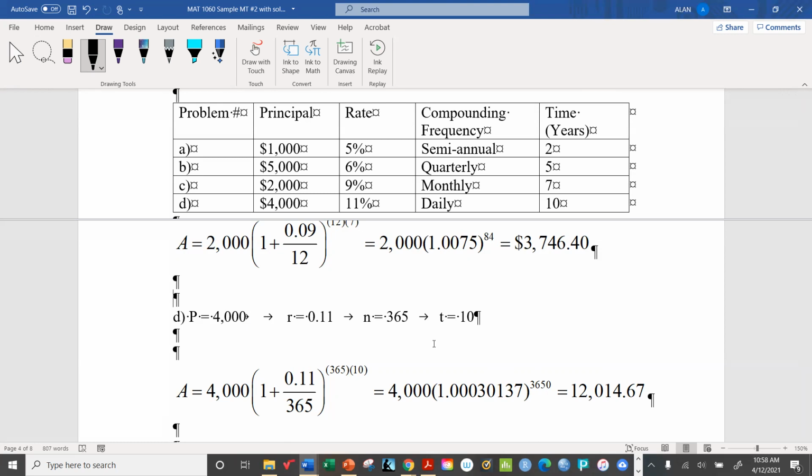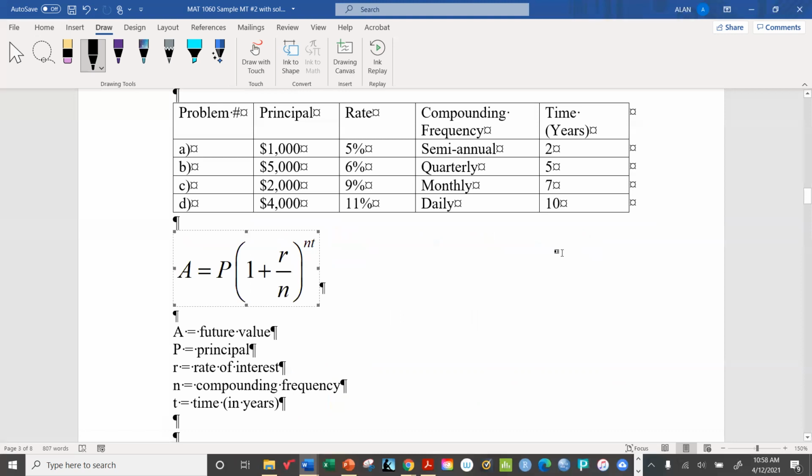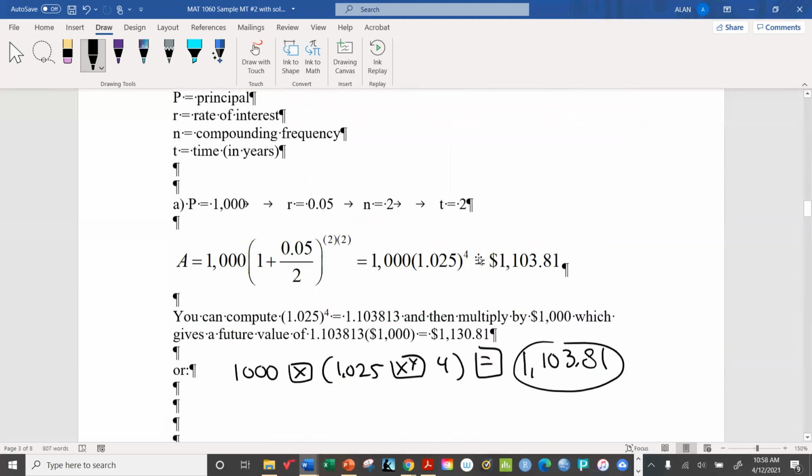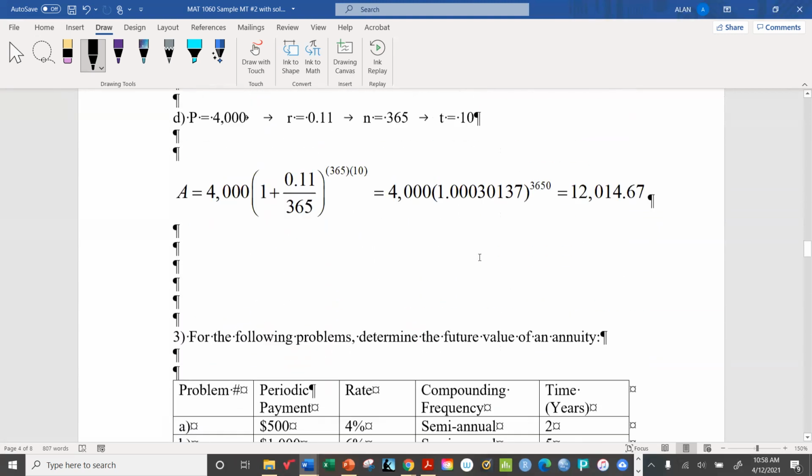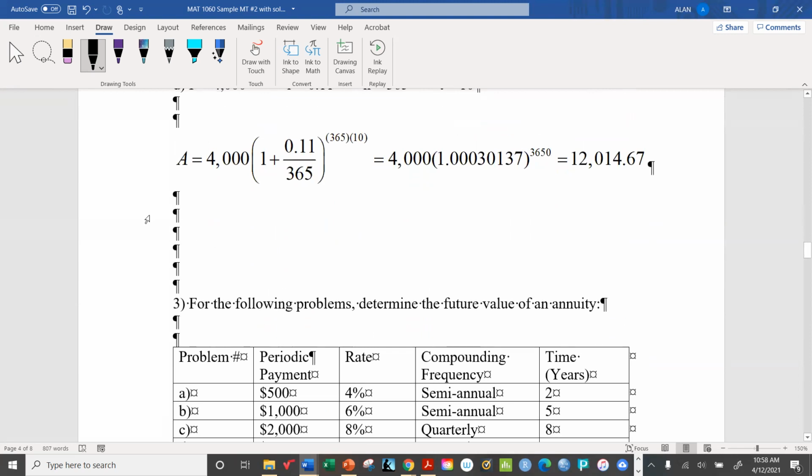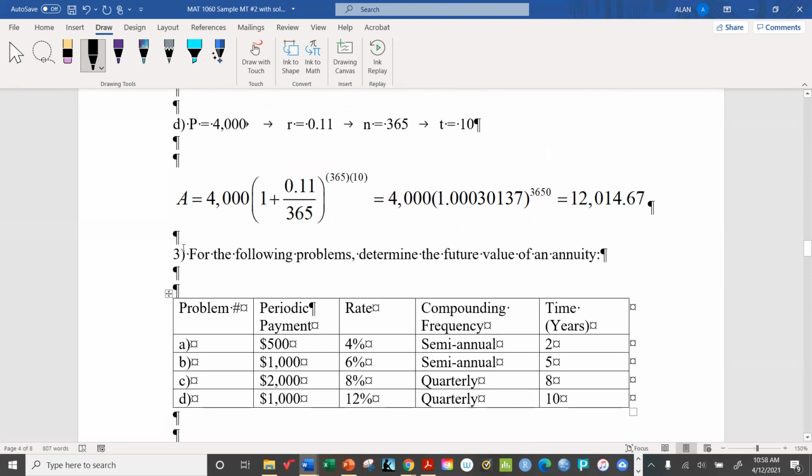Now in the next section, I can get rid of this split for the time being. Oh yeah, look what we have to do now. In the next set of questions, we're looking at future values of annuities.